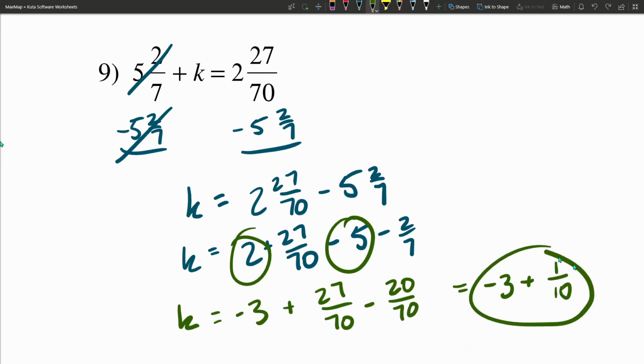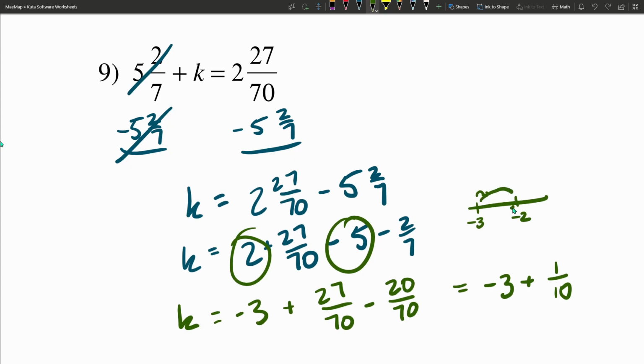Now this may seem like, oh, we can just do -3 and 1/10. But because there's an addition with a negative, when we make this into a mixed number, if we take -3 on the number line and add 1/10 to it, we're really somewhere between the -2 and -3. So that's really going to be -2 and 9/10. So we have -2 and 9/10 for number 9.